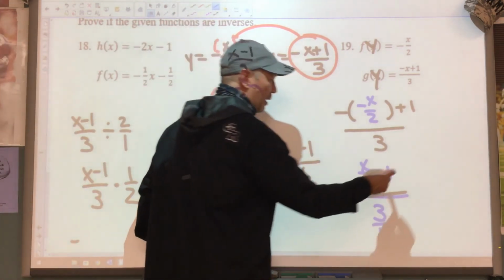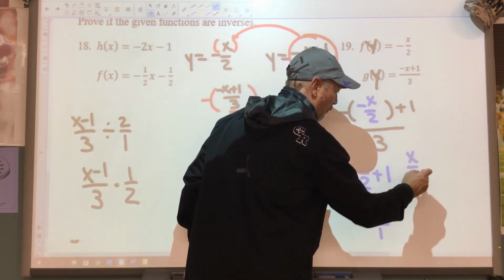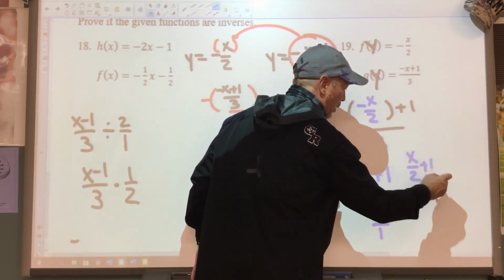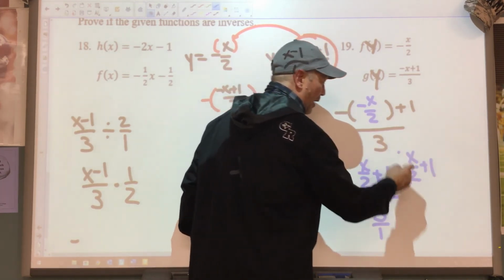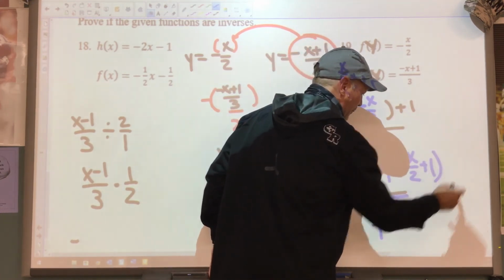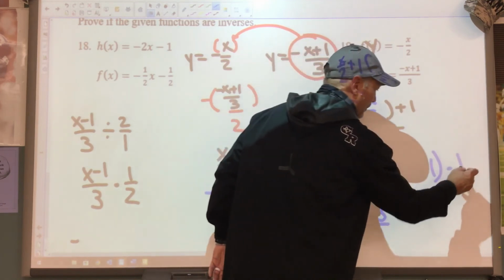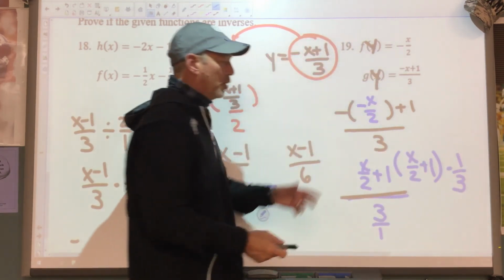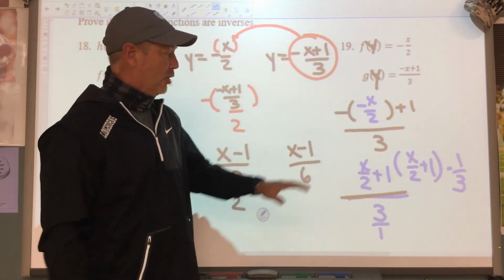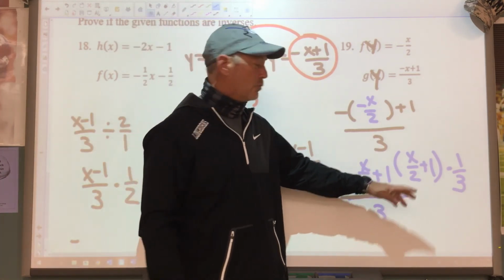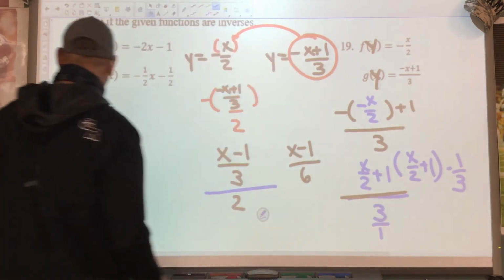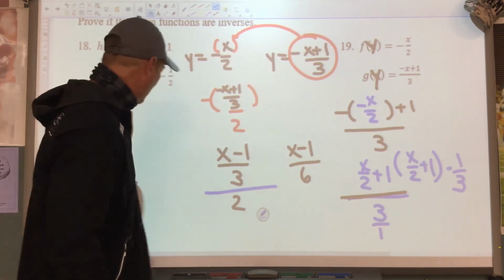So we're going to say x over 2 plus 1, and we're going to multiply this times what? Times 1/3. That means we're going to distribute that 1/3. Even though it's a little backwards and we're not used to seeing it this way, we're going to distribute. Let's bump this up.